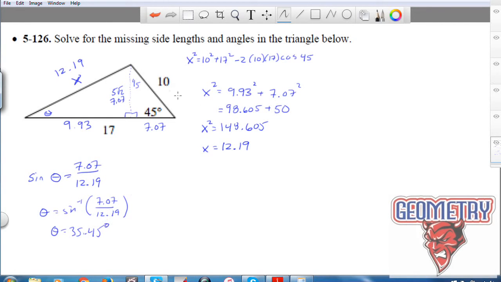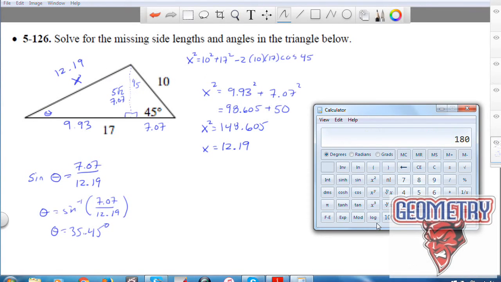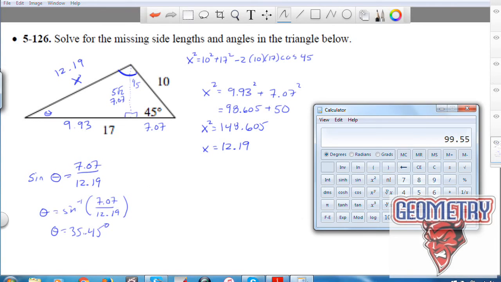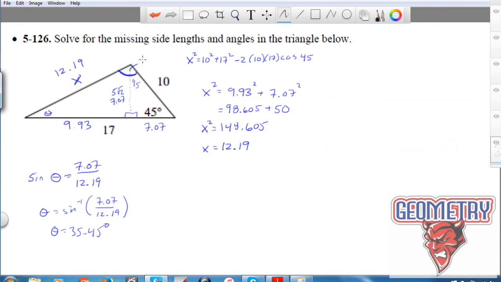degrees. So we had an angle of 45 degrees. We had an angle of 35.45 degrees. So to find this last angle, let's just use triangle sum. So 180 minus the 45 minus the 35.45 gives us this third angle to be 99.55 degrees. Okay, so that's a pretty intense problem, right?